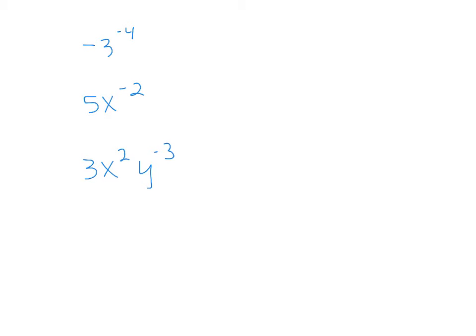Here's the example that I wanted to write. It's just negative 3 raised to the negative fourth power. So here's your negative exponent. I'm going to draw my fraction bar. We're going to bring the negative 3 down. Remember, the only thing that changes is the exponent. So that negative 4 becomes a positive 4.